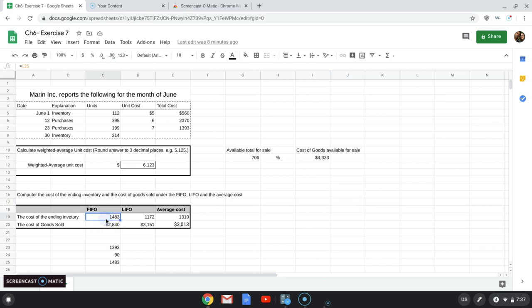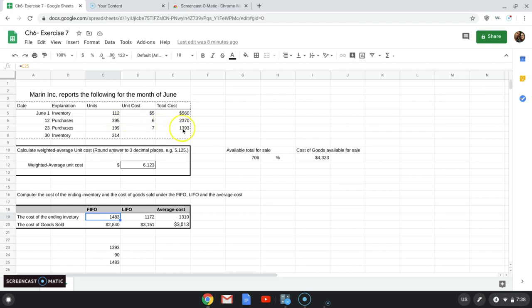So first we're going to start with how we find the cost of ending inventory from FIFO. Basically what we're going to do is get our last purchase, which is 199 times 7, which if we multiply it up, is 1,393.